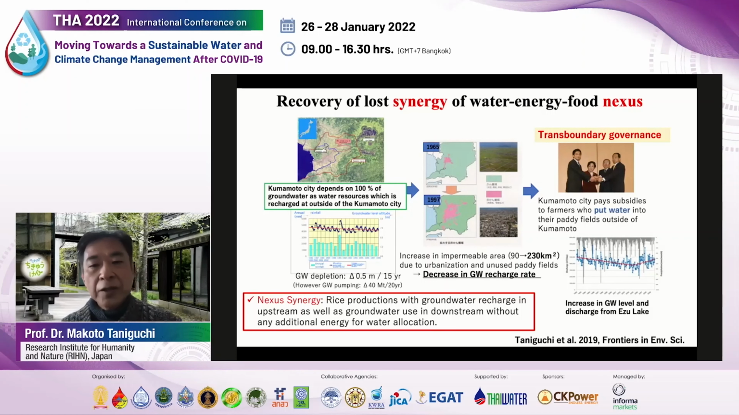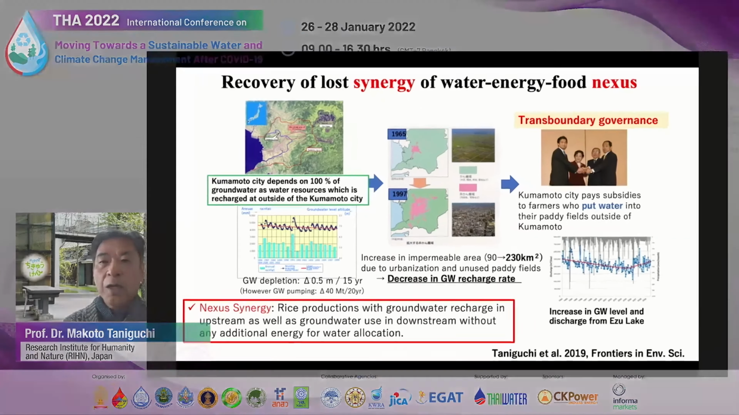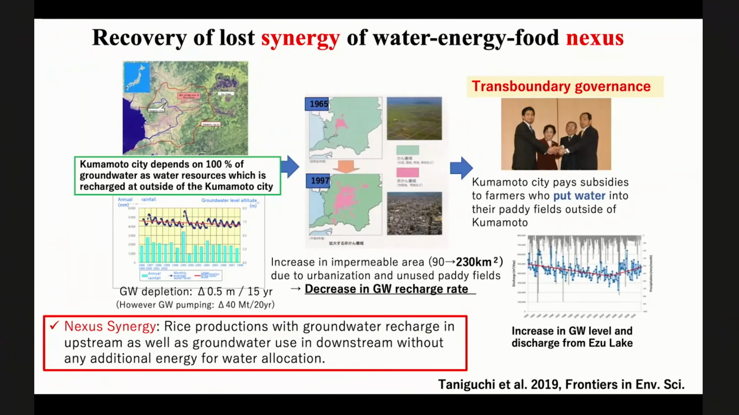Then we conducted research, and we found an increase in impermeable area in the upper stream of the basin, and also a government policy change due to the decrease of rice production. This caused a decrease of the groundwater recharge rate in the upstream recharge area. So Kumamoto City decided to have transboundary governance of groundwater, and Kumamoto City pays subsidies to farmers who recharge water into paddy fields located outside of Kumamoto City.